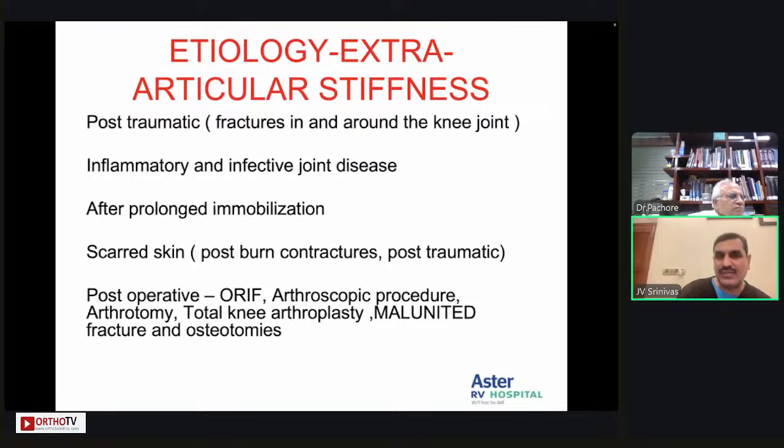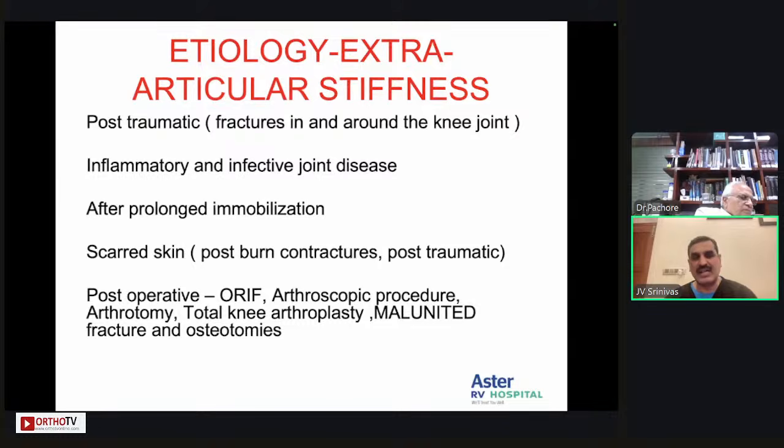So basically, if you see the etiology, extra-articular stiffness is mostly because of post-trauma. Fractures in and around the knee treated either with fixation or conservative treatment. These are the patients having extra-articular stiffness. Sometimes you have extra-articular stiffness in inflammatory and infective joint disease, where your joint is okay, but quadriceps contracture is there and the adhesions outside the joint cause the stiffness. Prolonged immobilization is one of the reasons to have extra-articular stiffness.